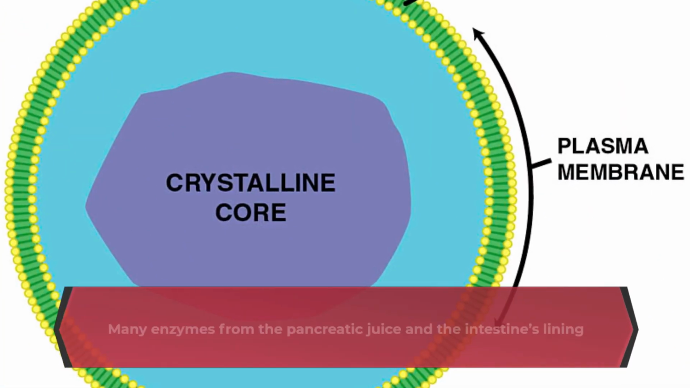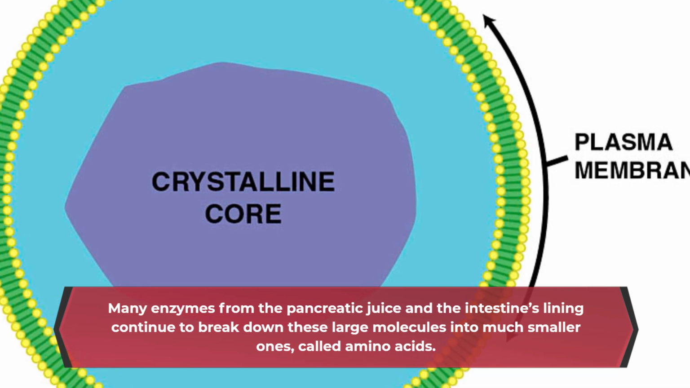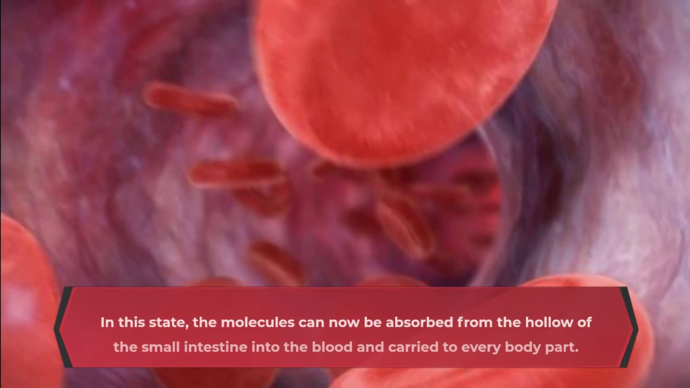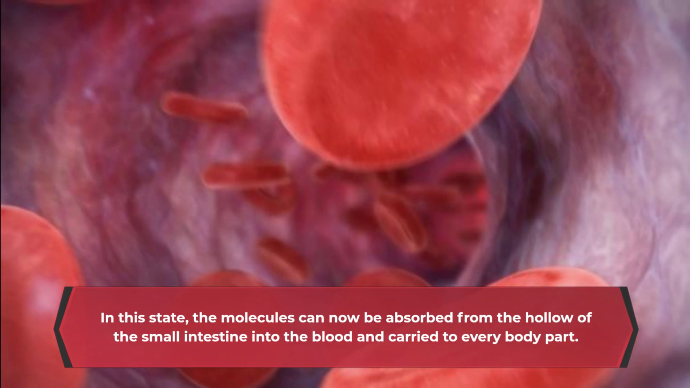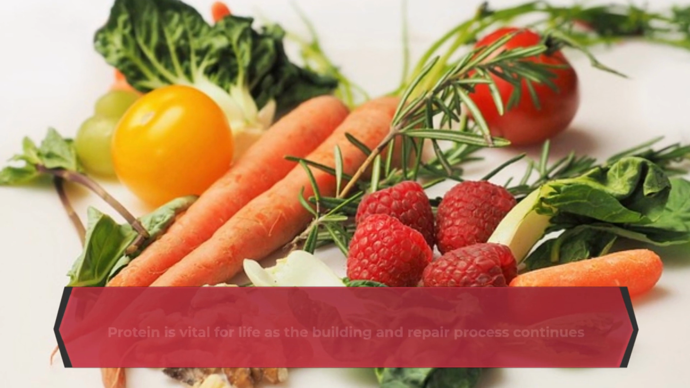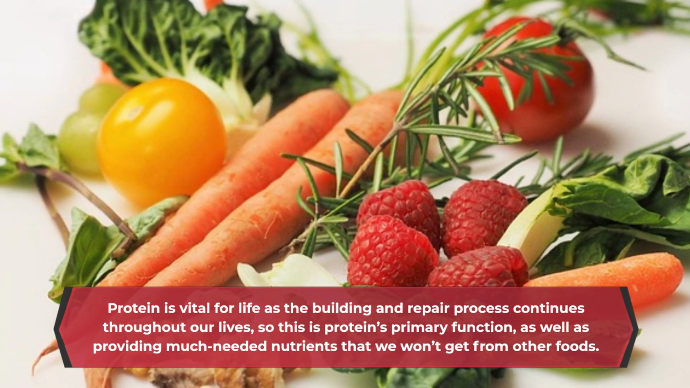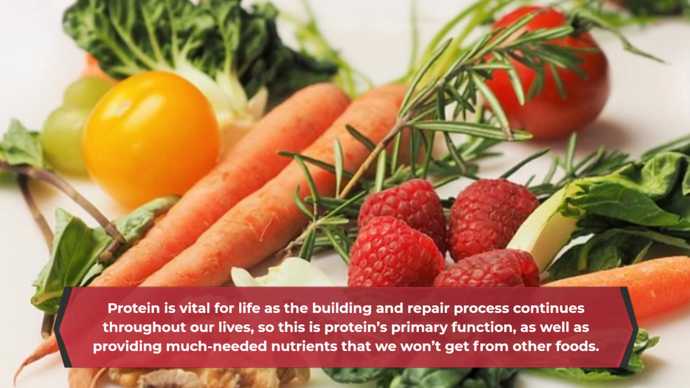Many enzymes from the pancreatic juice and the intestine's lining continue to break down these large molecules into much smaller ones, called amino acids. In this state, the molecules can now be absorbed from the hollow of the small intestine into the blood and carried to every body part. Protein is vital for life as the building and repair process continues throughout our lives, so this is protein's primary function, as well as providing much needed nutrients that we won't get from other foods.